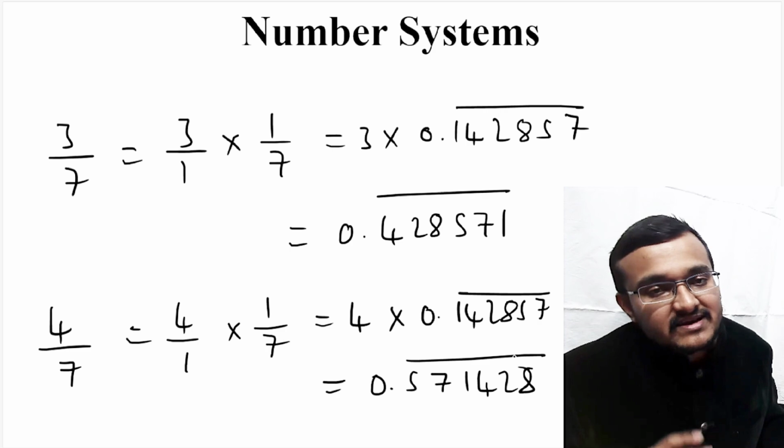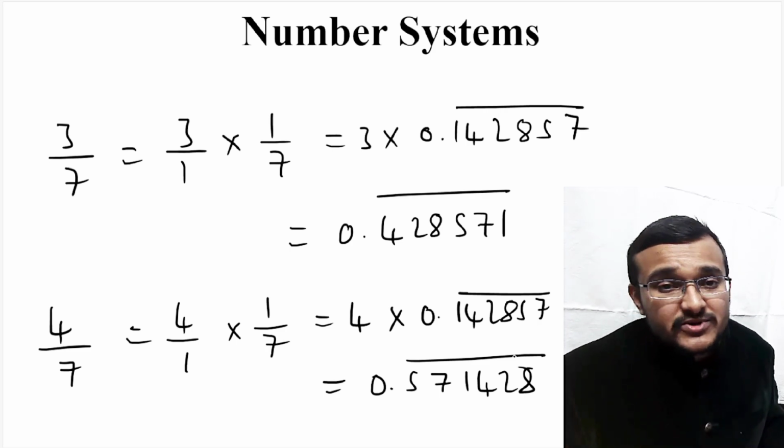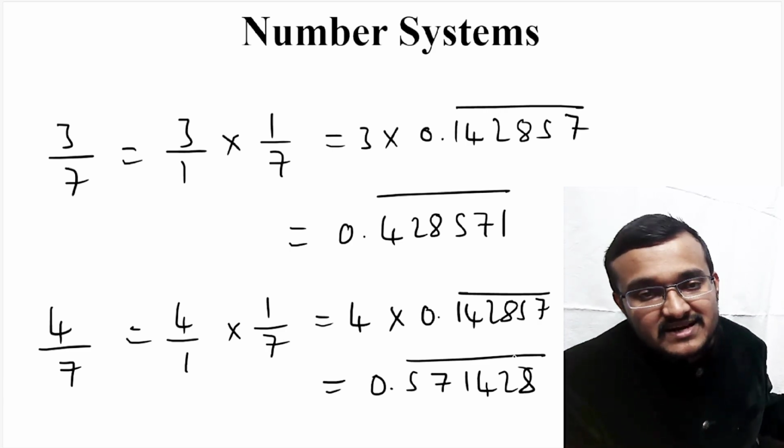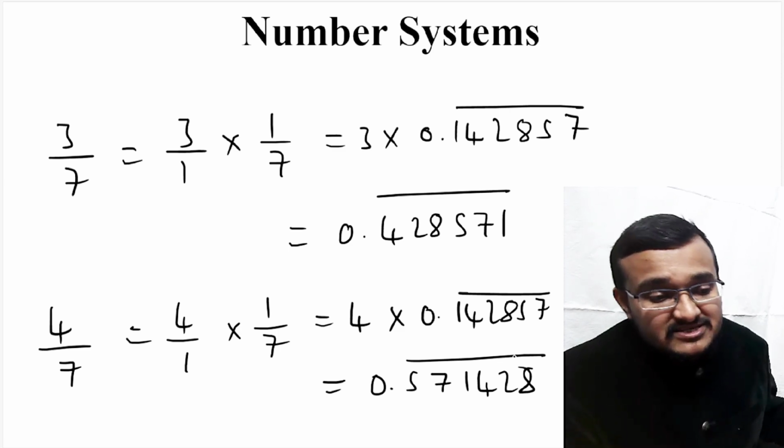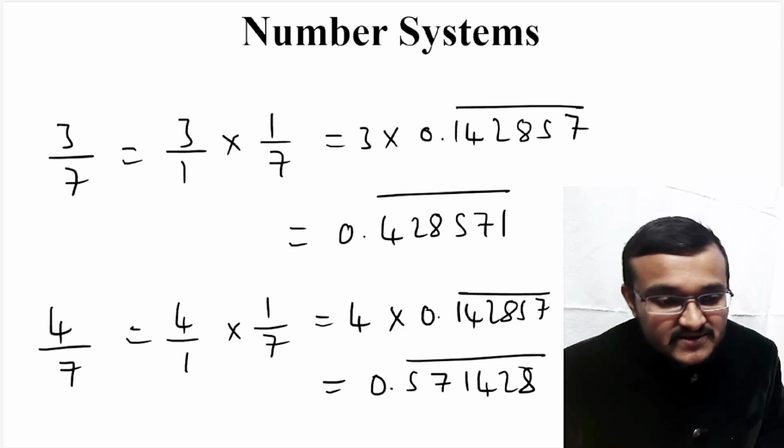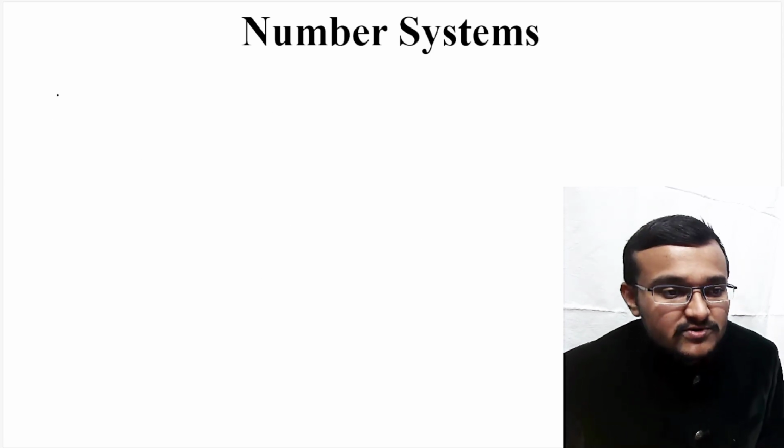0.571428, which is a recurring number. So without doing division, you can straight away do like this and get the values for 2 by 7, 3 by 7, 4 by 7, 5 by 7 and 6 by 7. So 5 by 7 and 6 by 7 you can do on your own.